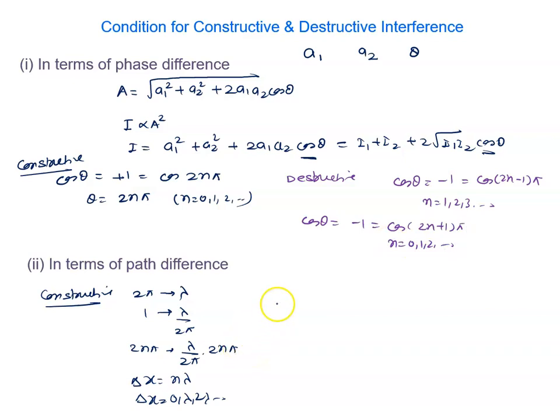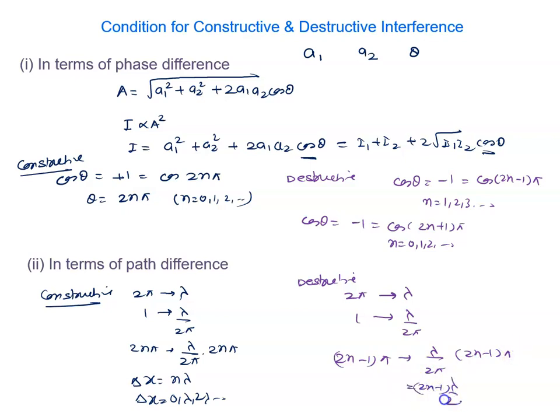Then for the path difference, for the destructive interference, we know if it is 2 pi phase difference, path difference is lambda. If it is unit, it is lambda upon 2 pi. If it is 2n plus 1 pi or 2n minus 1 pi, then you will write it is given by lambda upon 2 pi into 2n minus 1 into pi. So we will write it is 2n minus 1 into lambda by 2. Put the value of the n, that is 1, 2, 3, 4, you get the resultant answer.